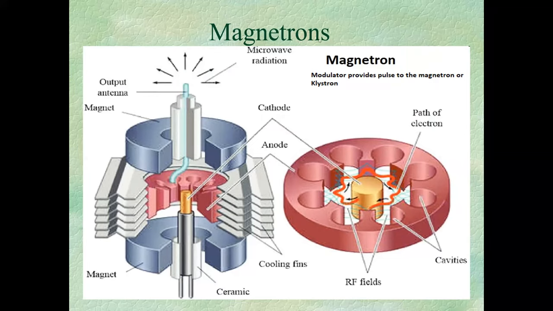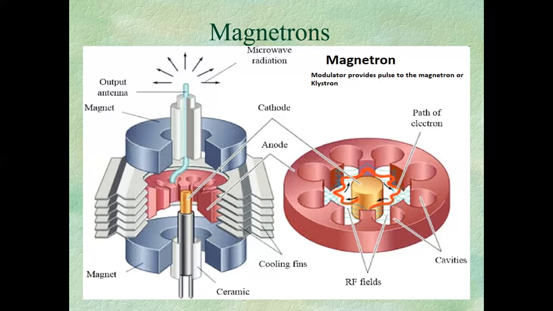Okay, it's better now. So when the signal from the modulator goes to either klystron or magnetrons, some accelerators have magnetrons and some have klystrons. Magnetrons are usually used in low energy accelerators like 6 MV or something like that. And klystrons are used in accelerators that have high energies. First, we are going to look at magnetrons.